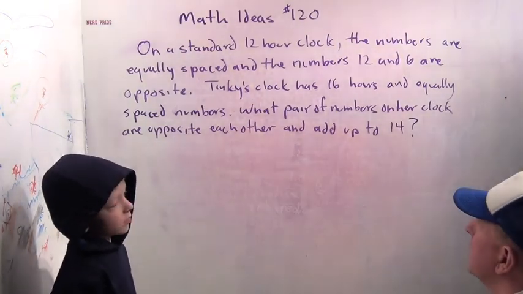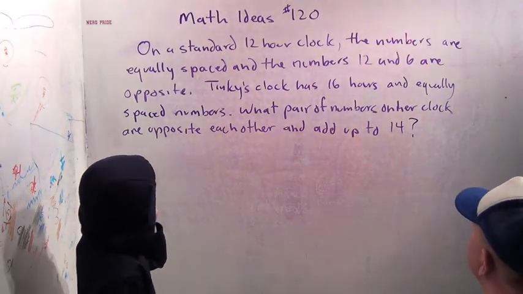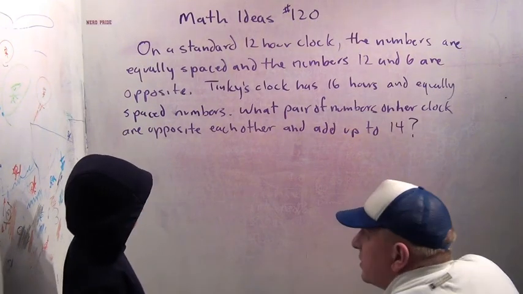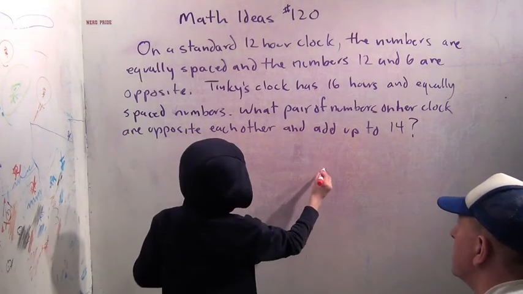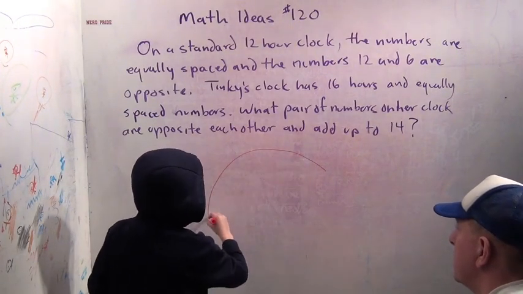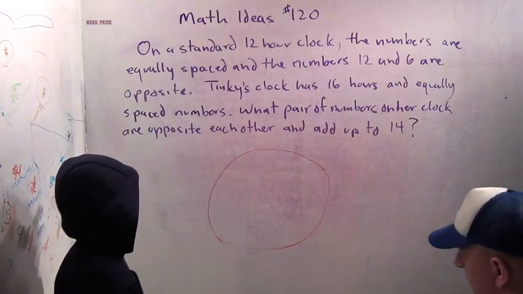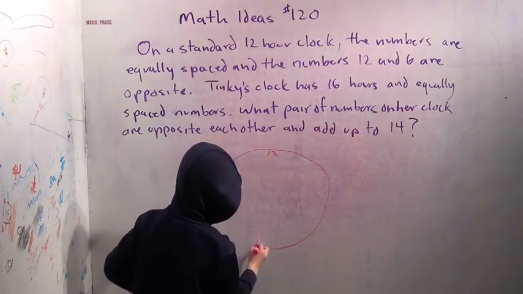On a standard 12-hour clock, the numbers are equally spaced and the numbers 12 and 6 are opposite each other. Do you know what I'm talking about? Should we draw it? Do you want to draw a standard 12-hour clock? Why don't you start filling in where some numbers are, and I'll check.